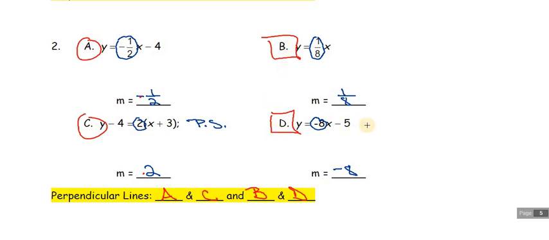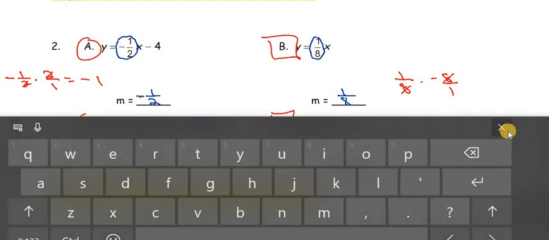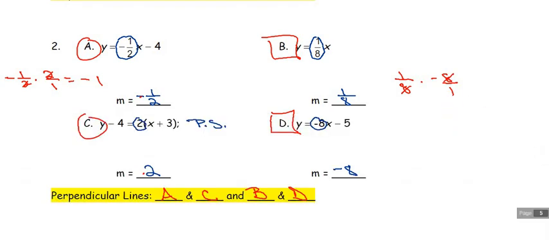Okay, and we can do the check. -1/2 times positive 2/1. 2's cross cancel, negative times a positive is a negative, and we're just left with 1, -1. And 1/8 times -8 over the invisible 1. 8's cross cancel, positive times a negative is going to give us a negative, and we're just left with 1's, so -1. Okay, so both of those do check out.